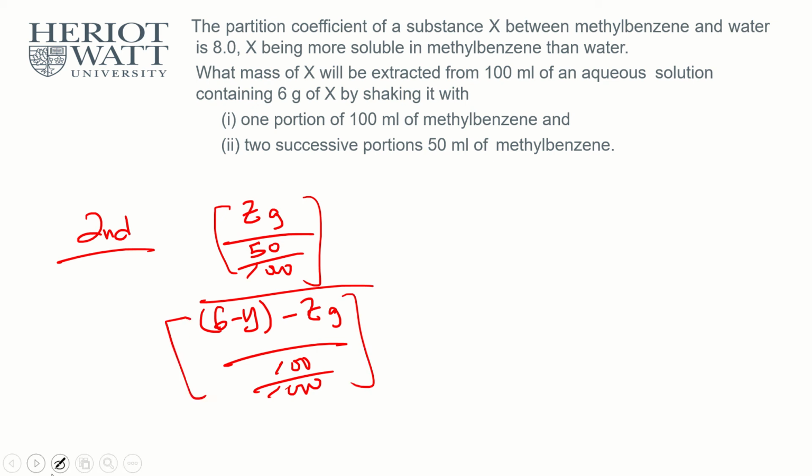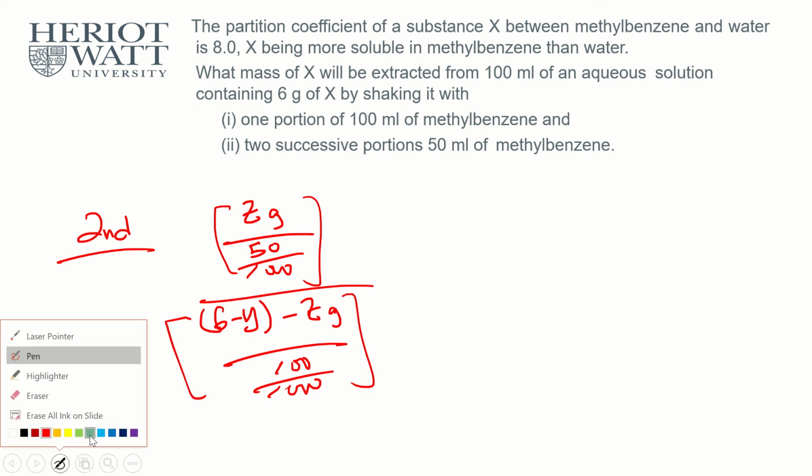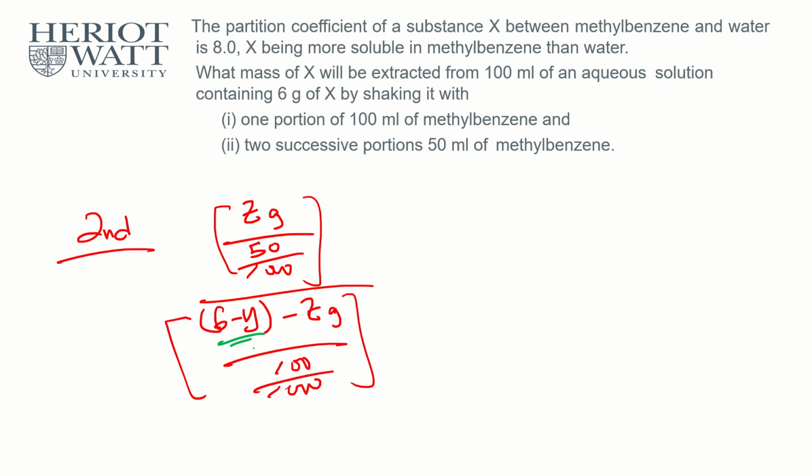You see that, guys? Do you understand this part? 6 minus Y grams is, Y grams moved to the first portions, right, just now? And then, of course, 6 minus Y, I have the remaining. And that's the remaining I'm reacting with the second portions. So I'm using 6 minus Y grams minus another Z grams that moved to the new portions. And then you continue this calculation equals to 8. You will get the Z grams. Okay, you will get a value here.